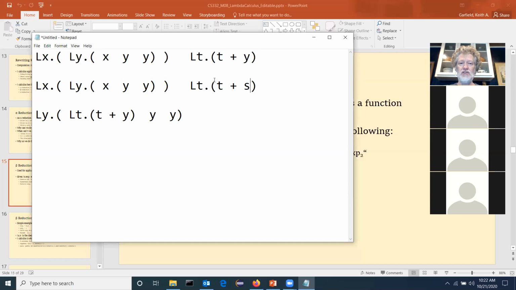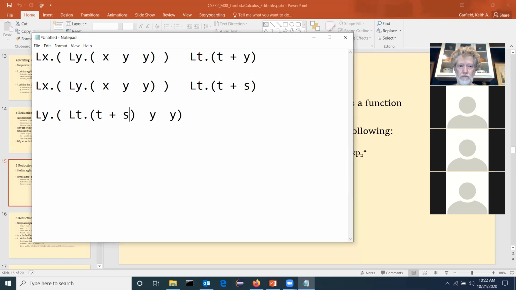And then, did I change the structure? Let's see. I've got λT, and then I've got T plus some other variable. It just happens that in the original case, we called that some other variable Y. Now we're calling it S. But in terms of structure, these are structurally equivalent, right? So that's all we care about.